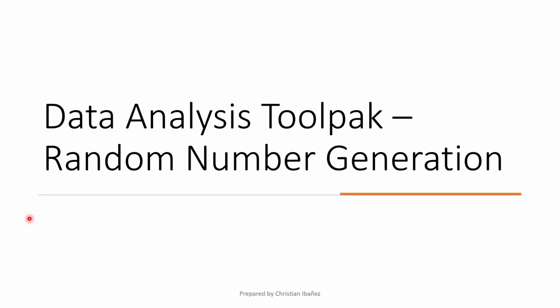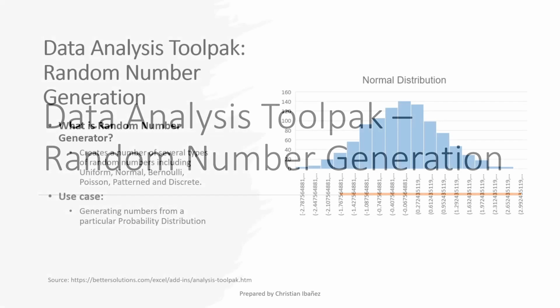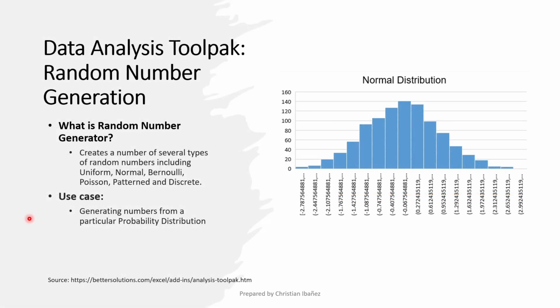Now we are on the random number generation part of our Data Analysis Toolpak course. So let's now jump into the definition of what the random number generation tool is. Random number generation creates several types of random numbers, including uniform, normal, Bernoulli, Poisson, patterned, and discrete. This is very useful if we want to generate random numbers that came from a particular distribution.